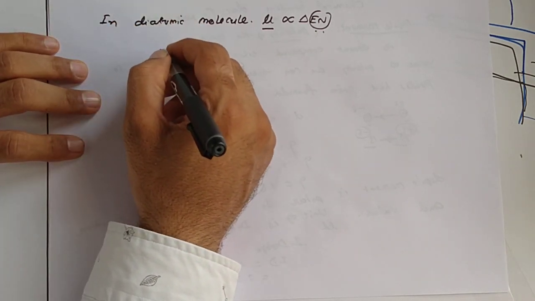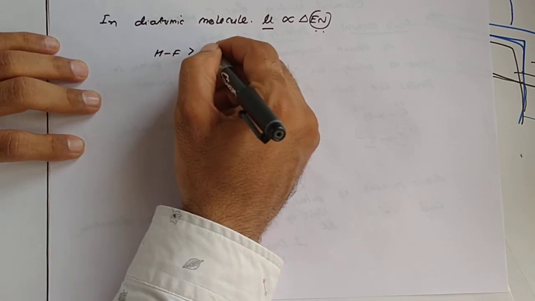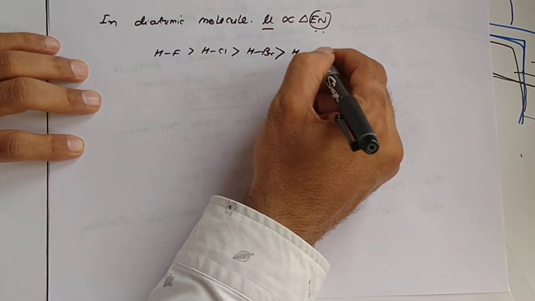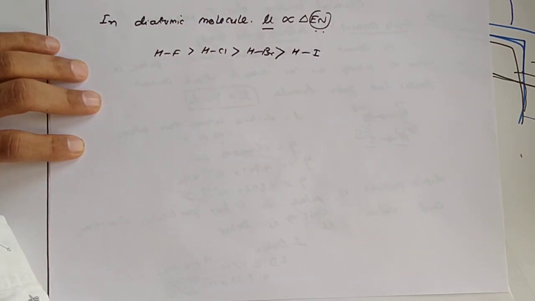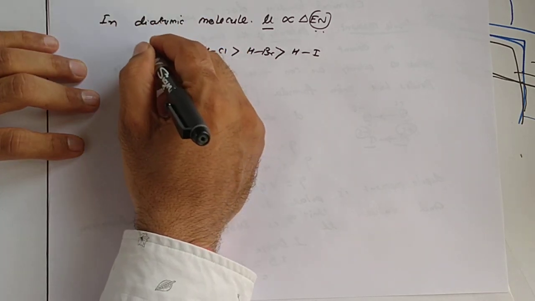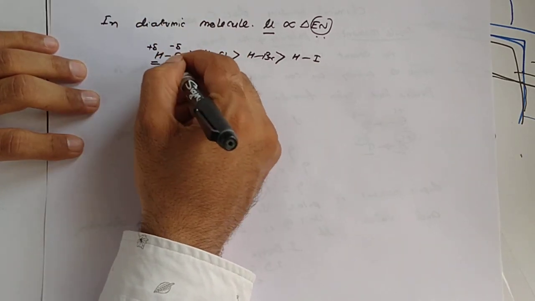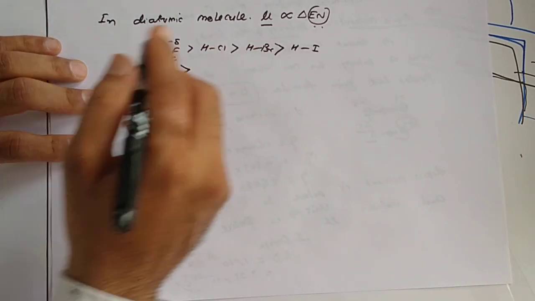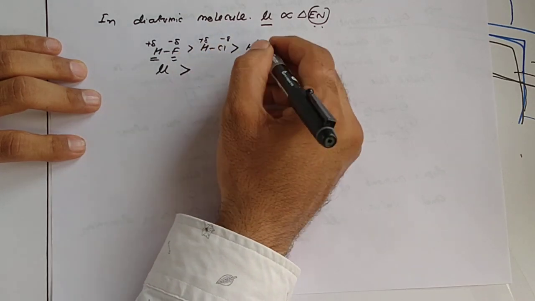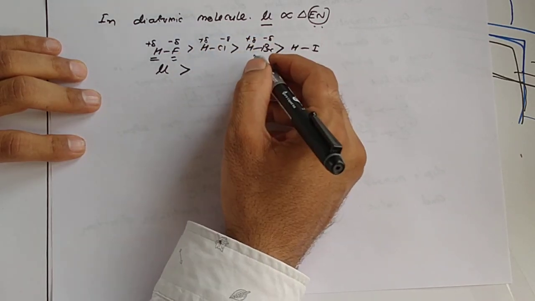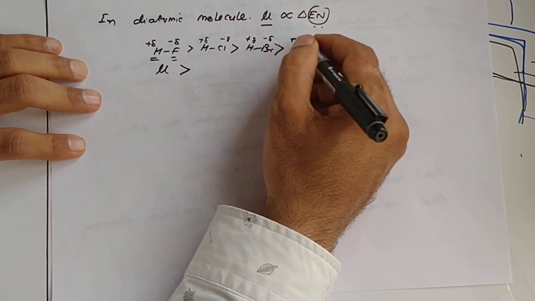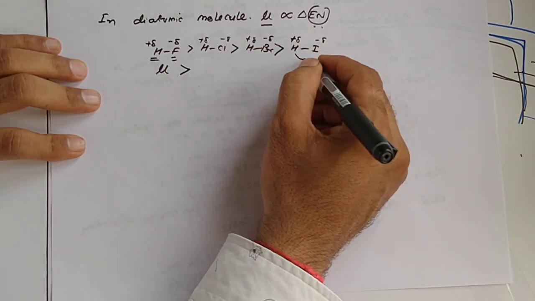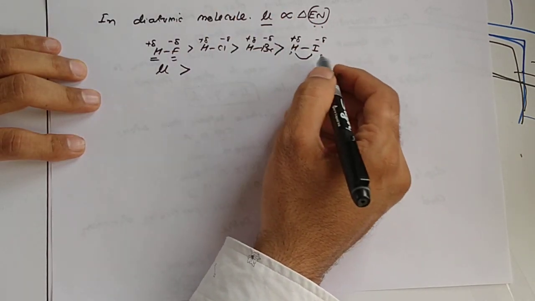Now an example: HF, HCl, HBr and HI. Here the difference in electronegativity of hydrogen and fluorine is highest. So dipole moment is more in HF, less in HCl, less than that in HBr, and less than that in HI. Why? The difference of electronegativity between the two atoms decreases.